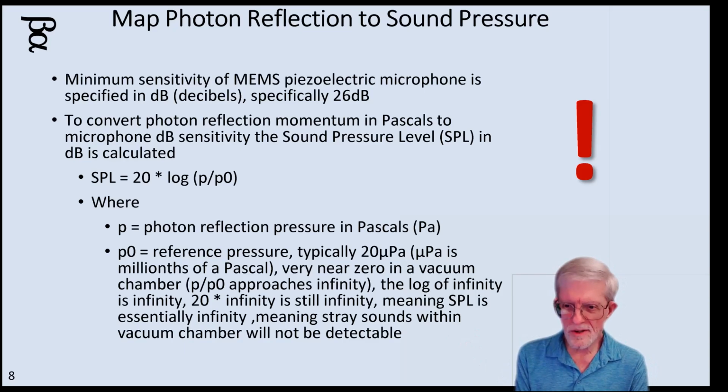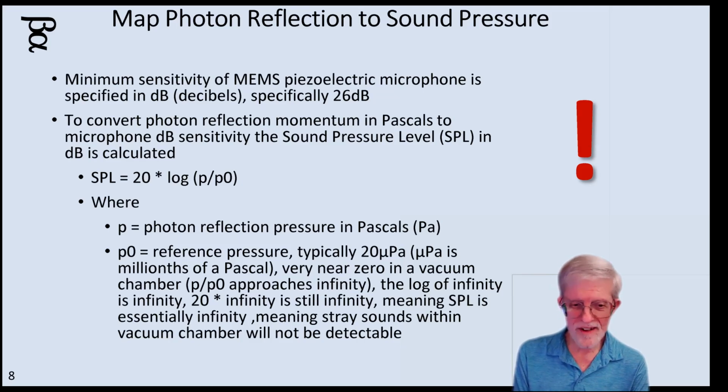The sound pressure level, or SPL, is 20 times the log of a ratio. The ratio is the reflection pressure in pascals and the reference pressure. That's kind of like your atmospheric pressure. But since we're doing this in a vacuum, that's essentially 0. Oh, look, a divide by 0. Turns out that would essentially be an infinite value, mathematically off the scale.